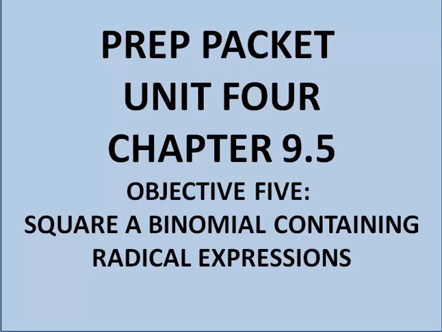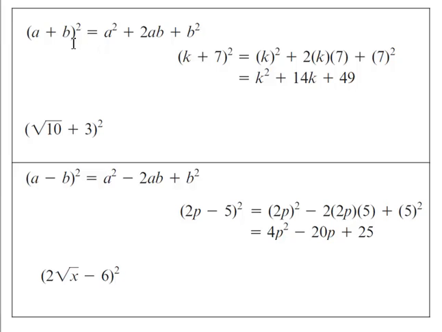This is the prep packet video for Unit 4, Chapter 9.5, and we're working on Objective 5, where we square a binomial containing radical expressions. So, back in the olden days, you learned that (a + b) squared followed a particular pattern, and you ended up with a squared plus 2ab plus b squared.